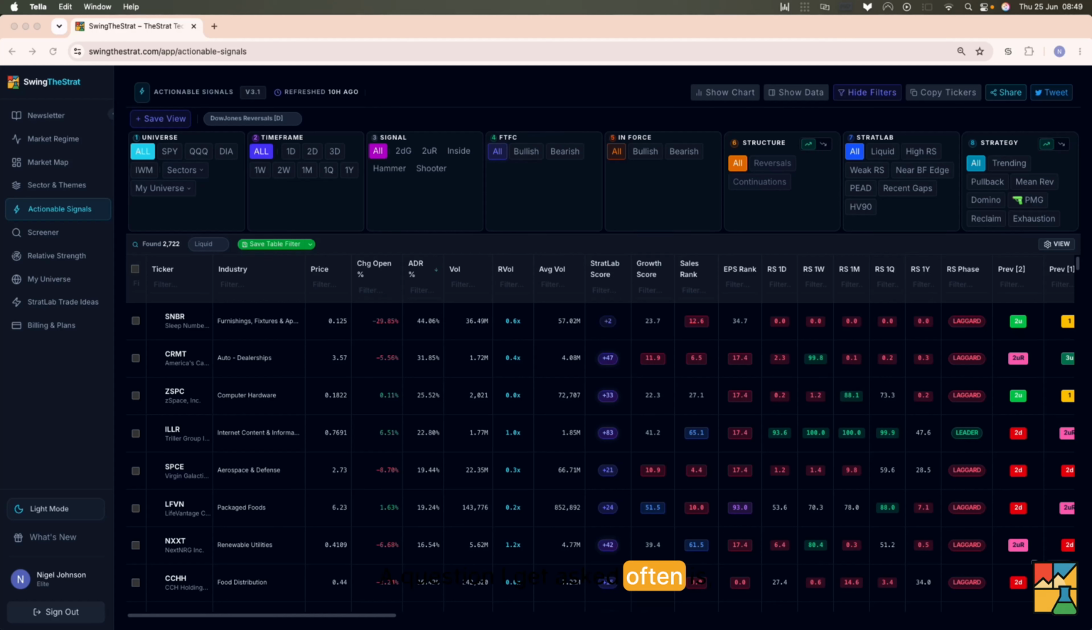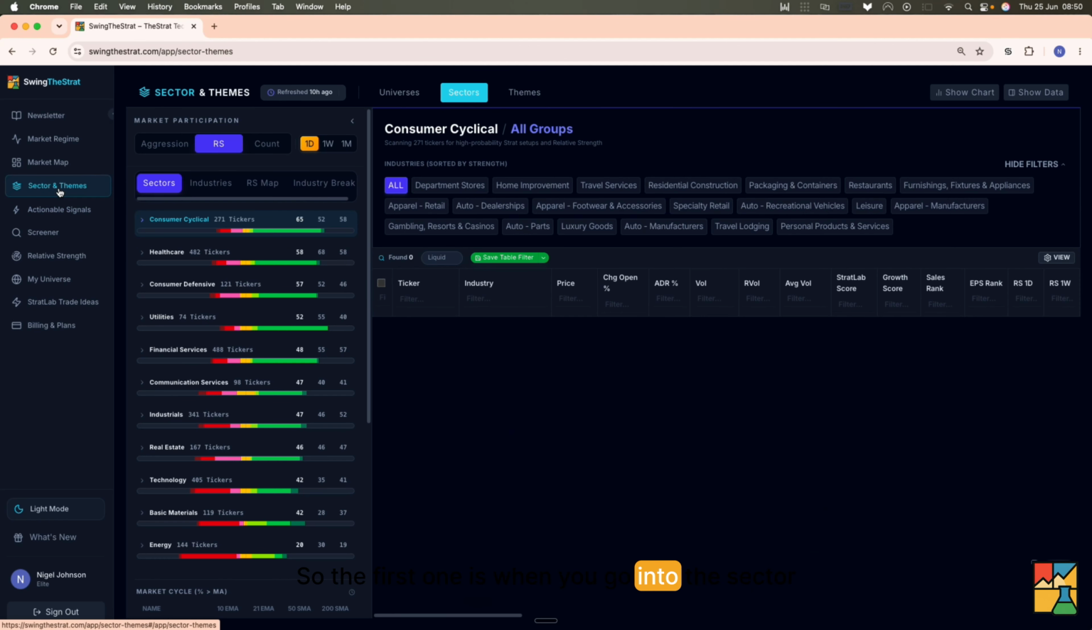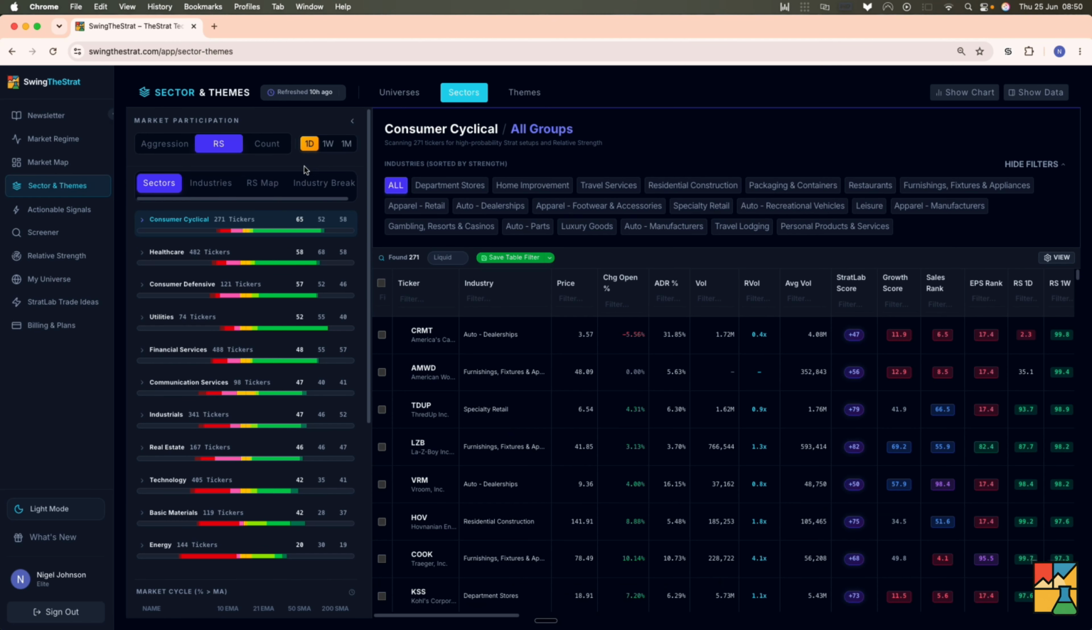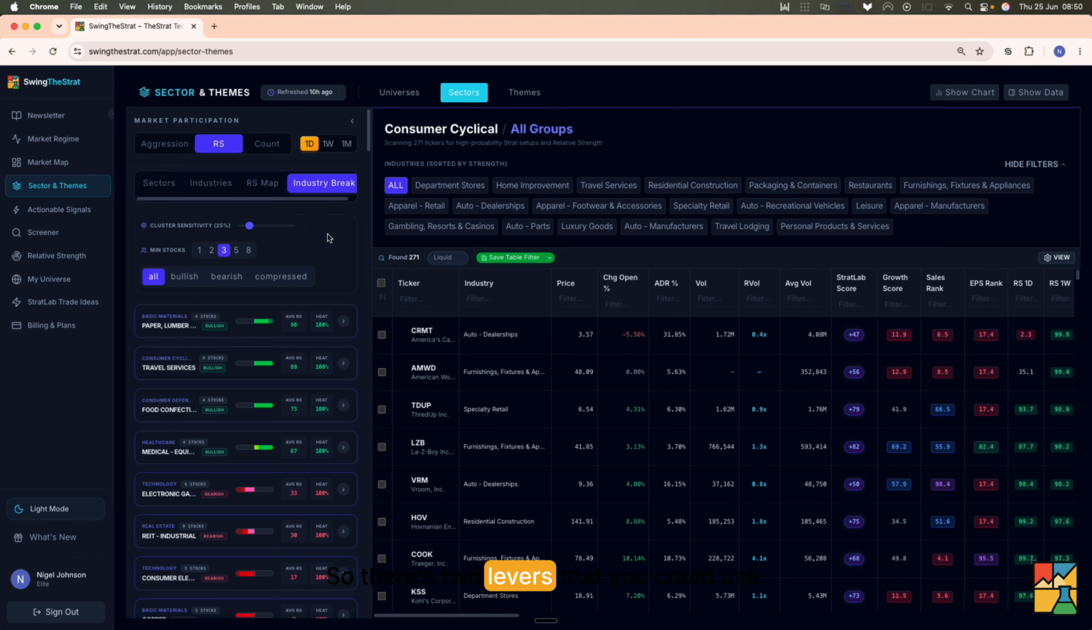A question I get asked often is, how do I detect industries that are breaking out together? Within Swing the Strat, you have a ton of tools to be able to detect that. So the first one is when you go into the sector and theme section, we have the option to detect industry breaks.